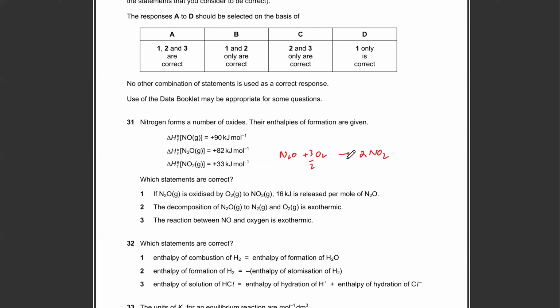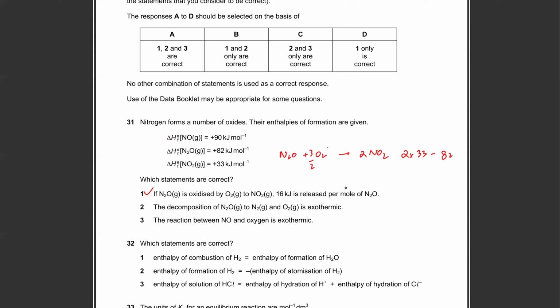Can you tell me what the enthalpy change for this reaction is? It's going to be product minus reactants, right? Formation of products minus formation of reactants. Formation of O2 is 0. So 2 times 33 minus the reactants, which is 82. It gives -16. Minus 16, right? So that's fine. That's correct.